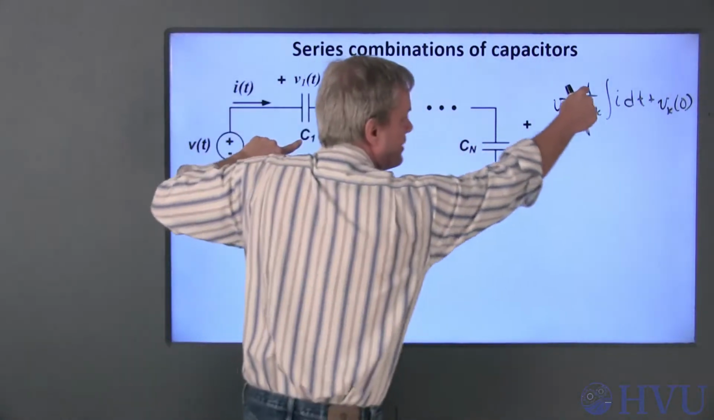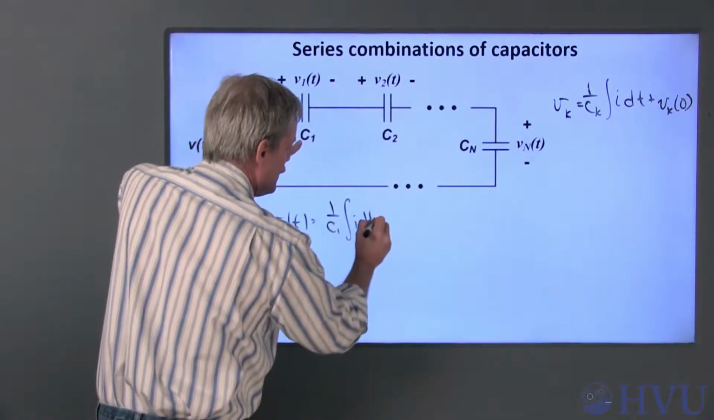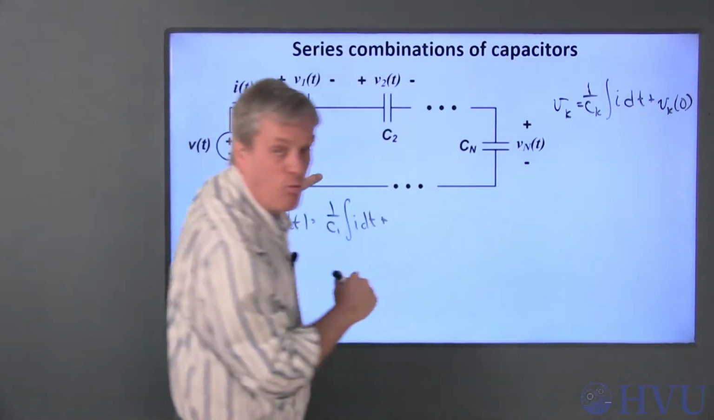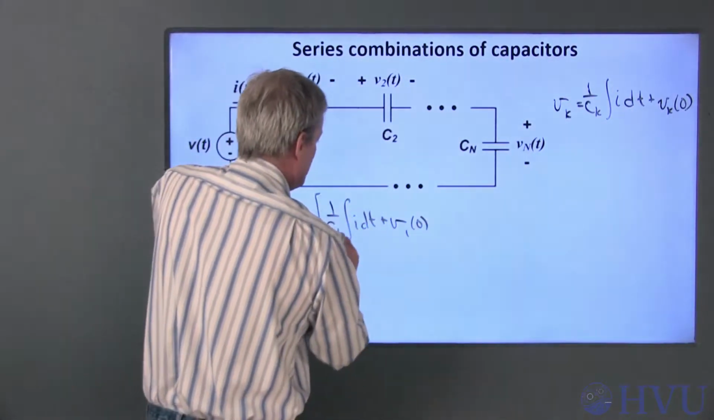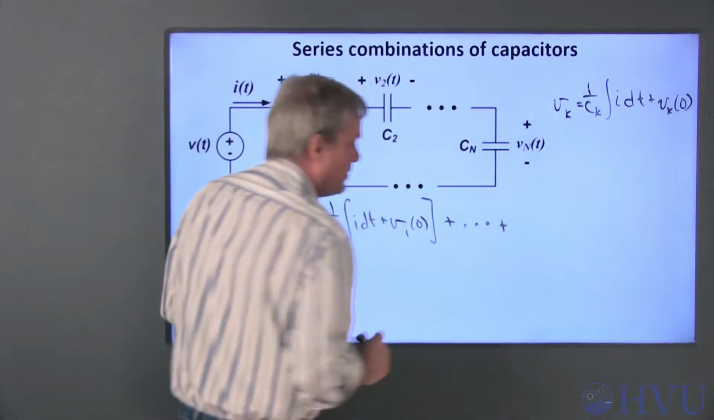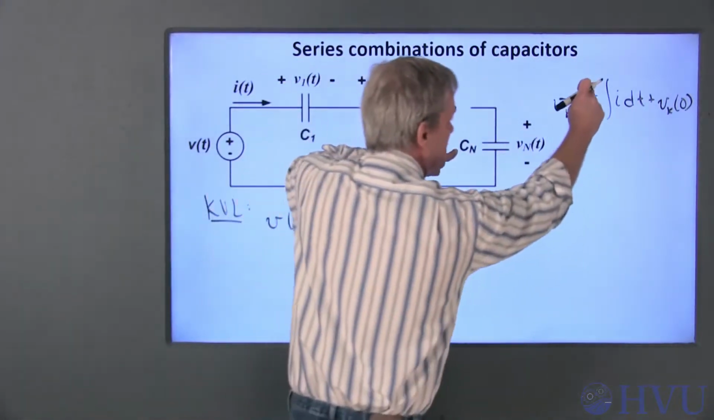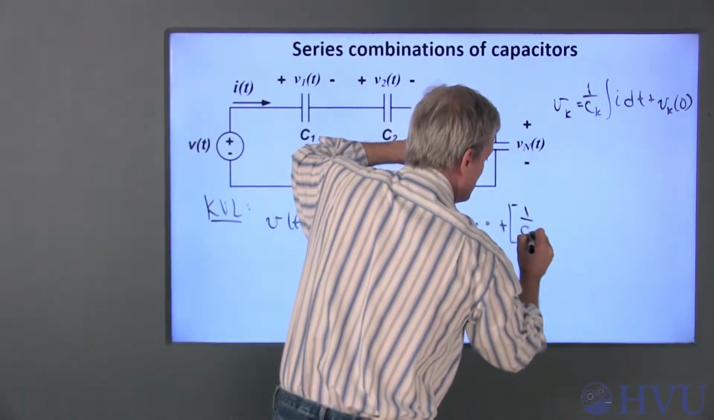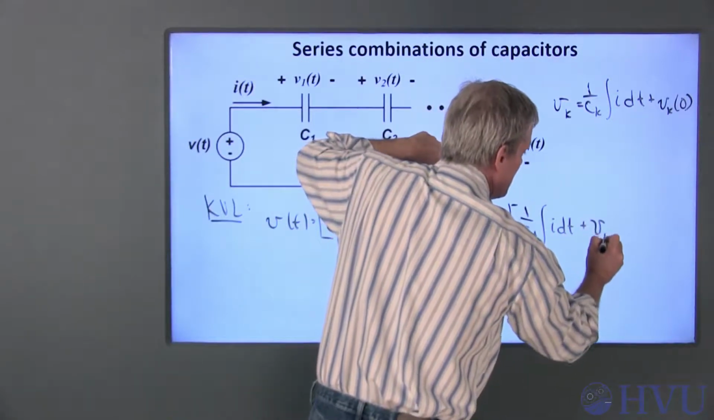Now if I do KVL around this loop, that says that this voltage, v(t), is equal to 1 over C1 times the integral of i dt plus V1(0). So that's the voltage across capacitor 1, plus a very similar term for a bunch of other capacitors up to C_n. Its voltage is going to be 1 over C_n times the integral of i dt plus V_n(0).